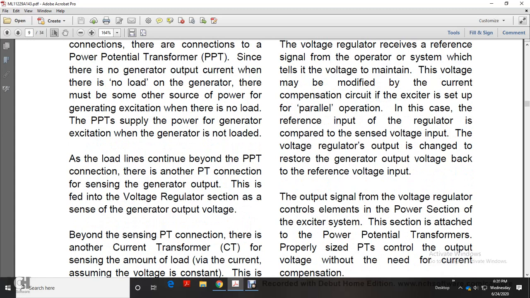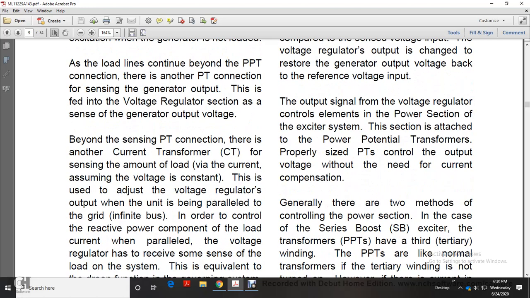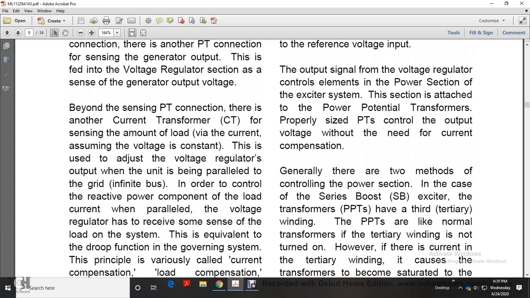Another power transformer connection senses the generator output. This is fed to the voltage regulator as a sense of the generator output voltage. Beyond the sensing power transformer connection, there is another current transformer, CT, sensing the amount of current, assuming the voltage is constant. This adjusts the voltage regulator output, with the unit being parallel to the grid infinite bus, in order to control the reactive power component of the load.